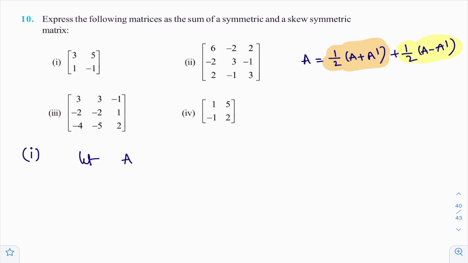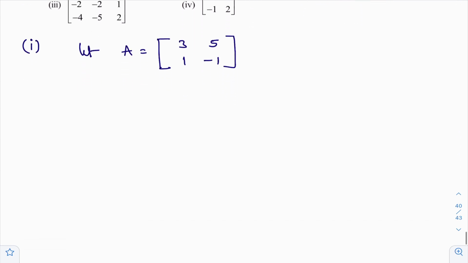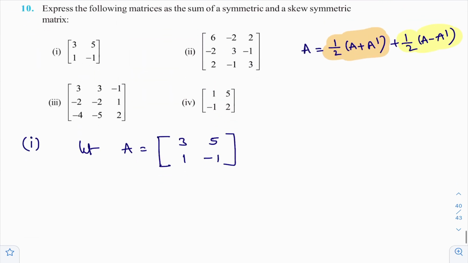Let A equal the given matrix. What is the given matrix? 3, 5, 1, minus 1. Okay, this is the given matrix. Now, you want to calculate half into A plus A dash. For that I need A dash.